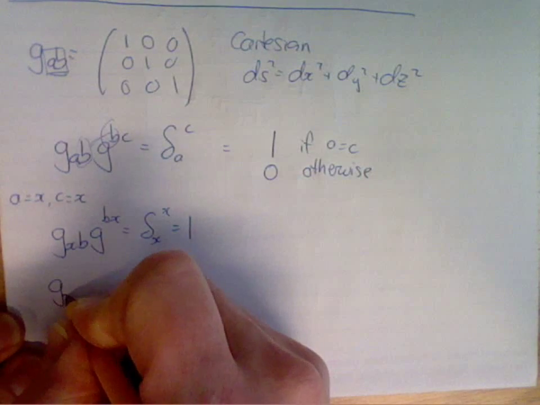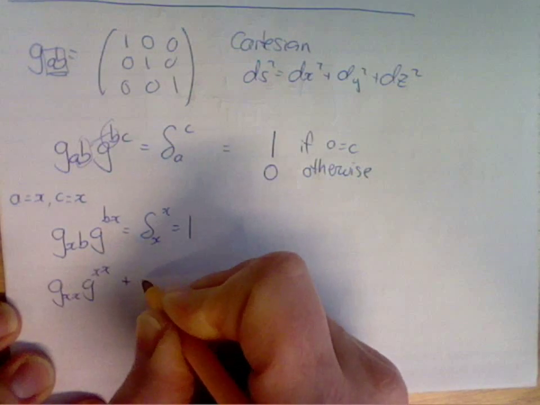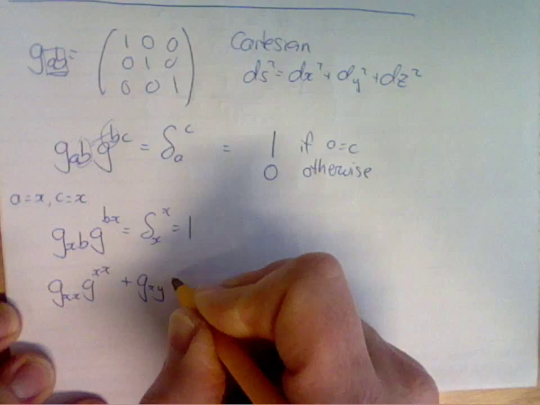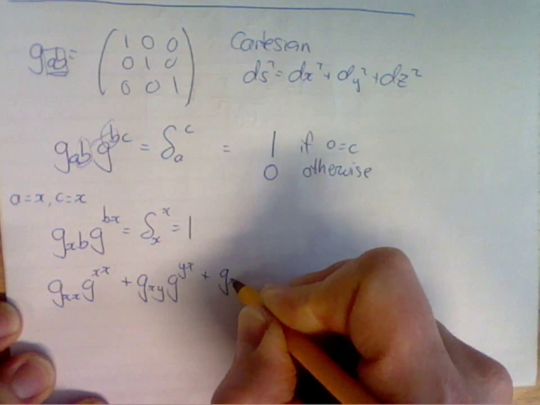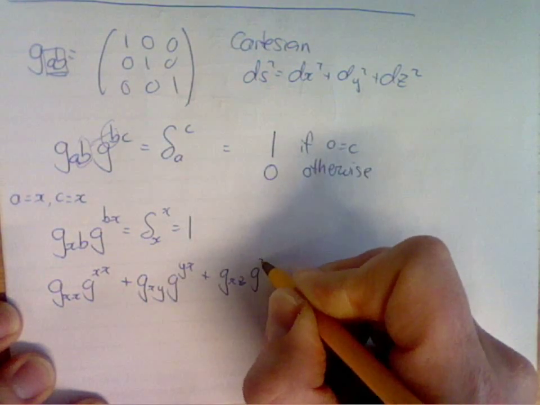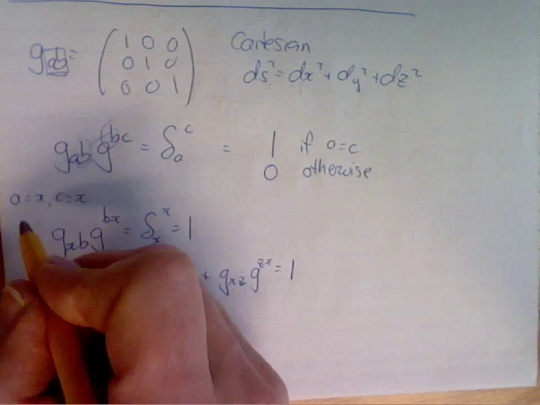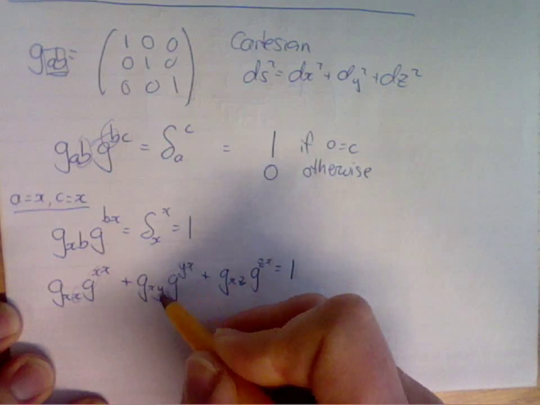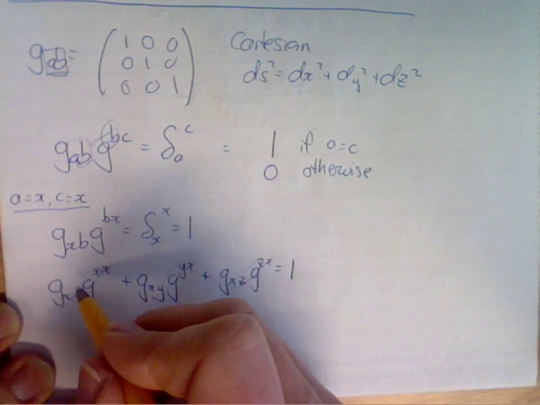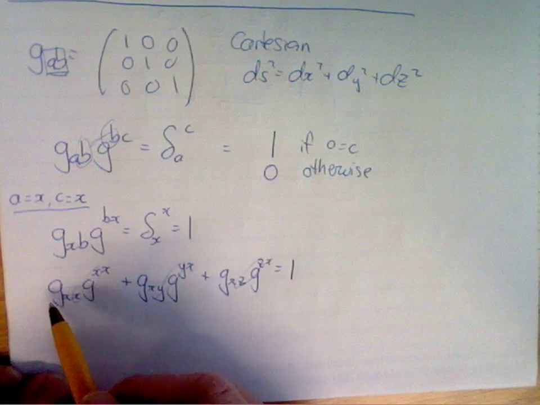This is going to be g_XX g^XX plus g_XY g^YX plus g_XZ g^ZX equals 1. Okay, so where A is x and C is x, but here B is x, B is y, B is z, and we're adding up over those. That's our implied summation. Okay.